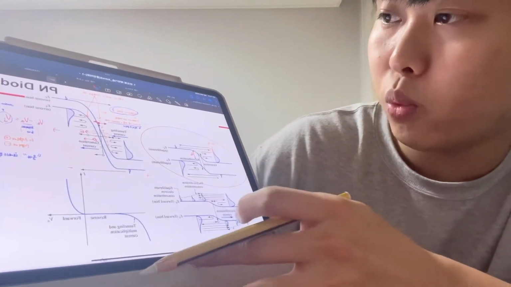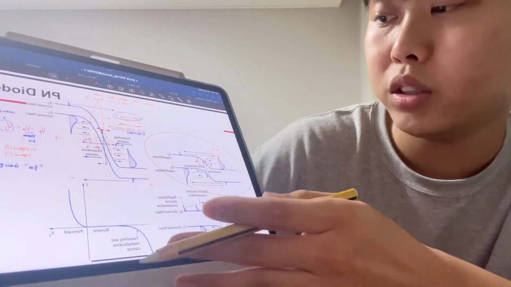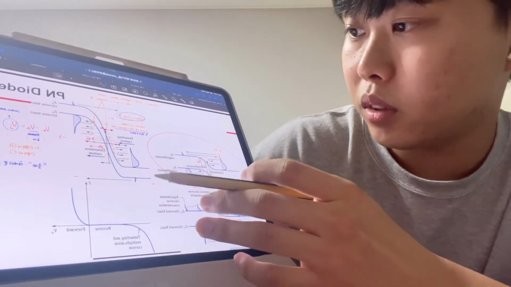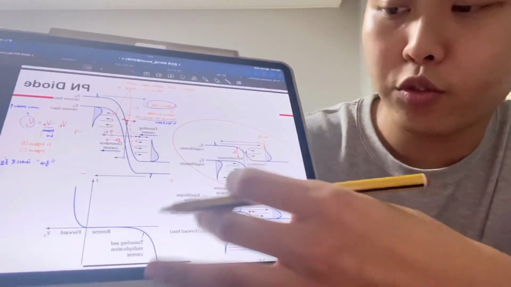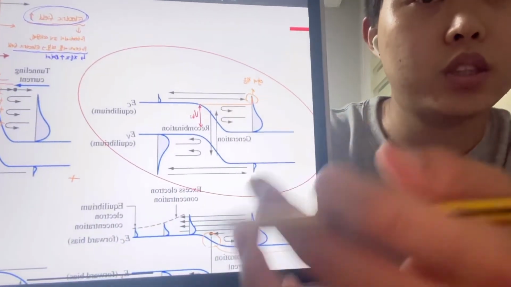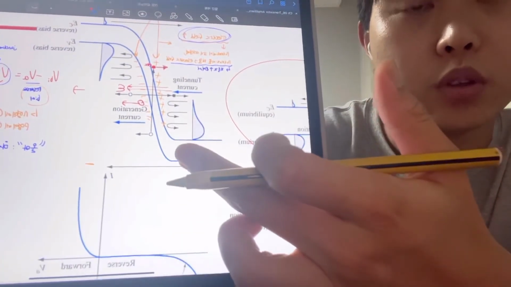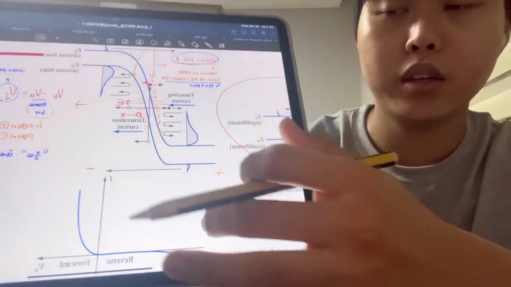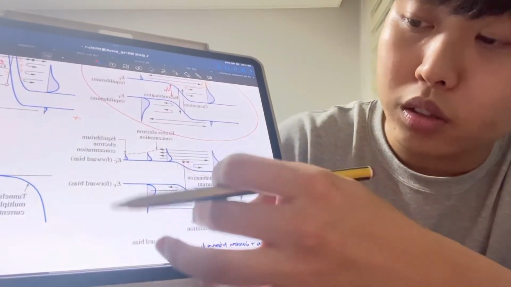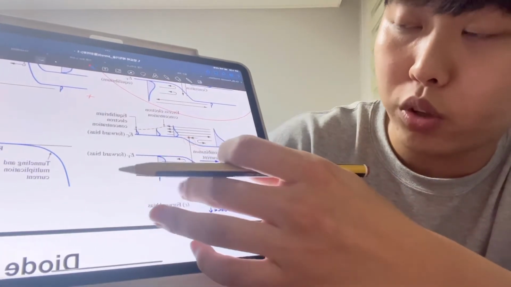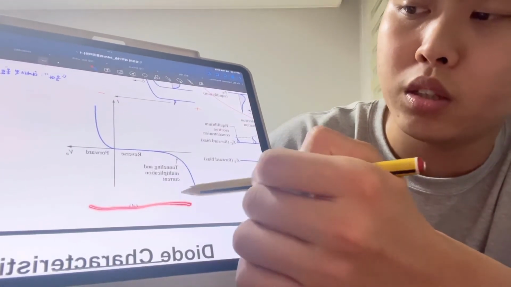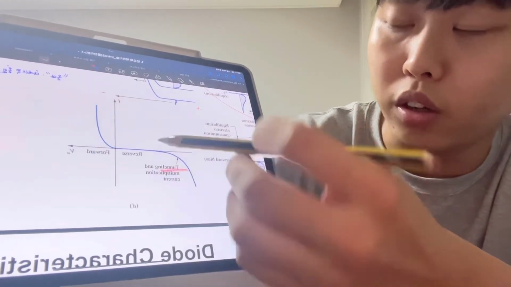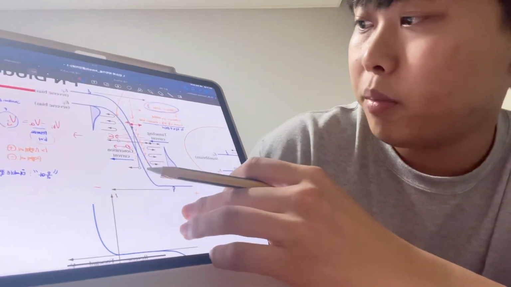And now let's have a look at what happens when you bias the PN diode. This diagram is for thermal equilibrium, this diagram is for when you give a reverse bias, and this diagram is for the forward bias, and this diagram is for reverse bias, forward bias, and when it gets tunneling. So let's have a look step by step.